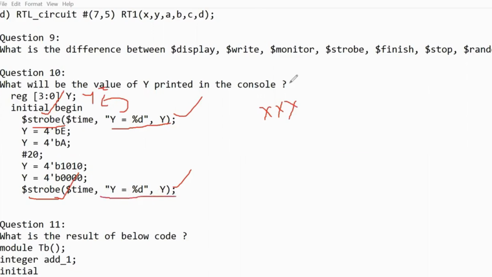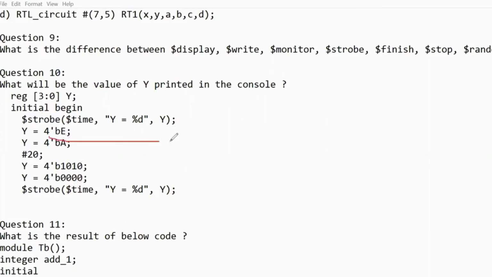Otherwise, if you want to display these 4 values using $display, what do we have to do? We need to put one display statement here, one here, one here, one here. You can put 4 display statements. Then it will print every immediate value. That is $display.